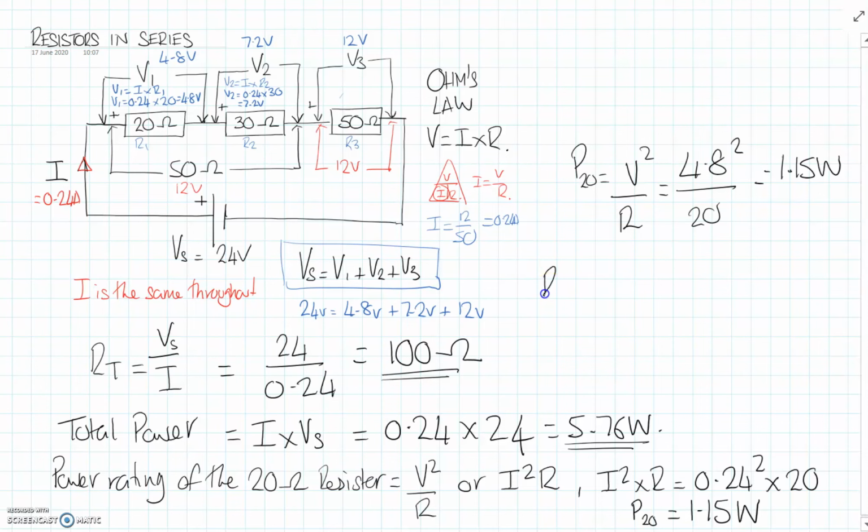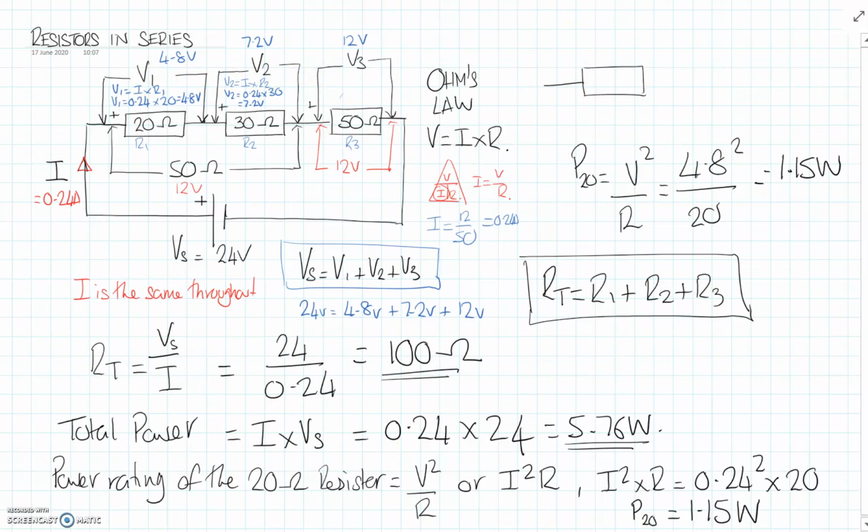Another formula for your resistors in series, total resistance: you just add the resistors together, so R1 plus R2 plus R3, etc. Remember that in a series circuit the current is the same through each resistor, but the voltage drops. So if we redraw this out, if this was an electronic circuit like we have here, we've got 20 ohms, 30 ohms, so we have 3 resistors in series.